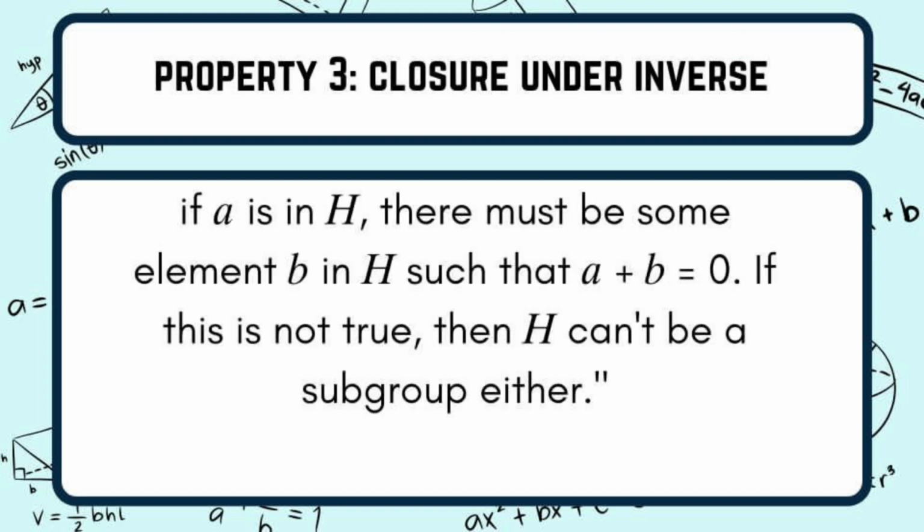Finally, we need to check the closure under inverses. This means that for every element in H, its inverse must also be in H. For example, if a is in H, there must be some element b in H such that a plus b is equal to 0, the identity element of Z. If this is not true, then H can't be a subgroup either.